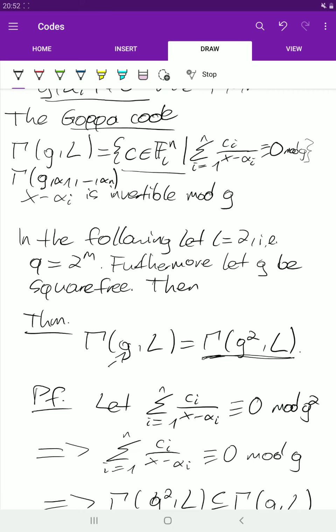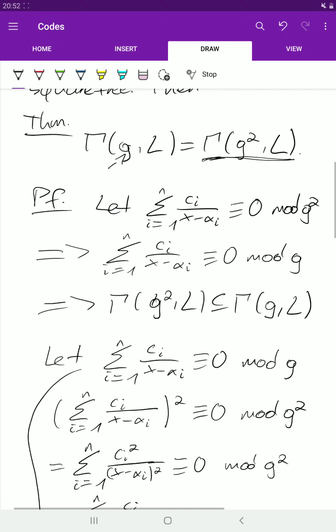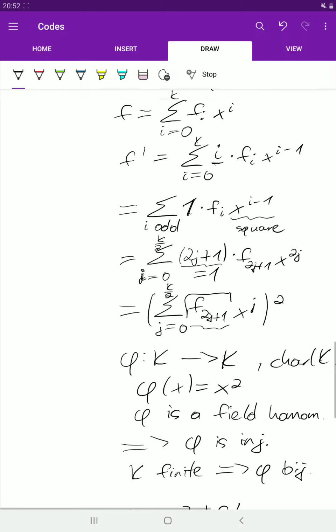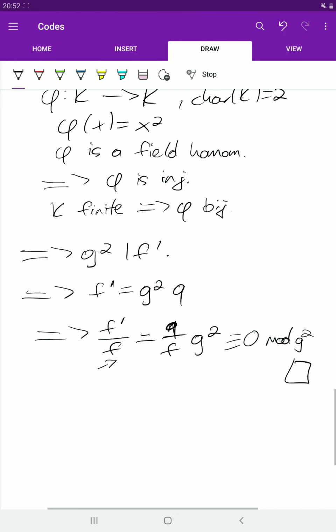And yeah, I think that's more or less what I wanted to say today. Maybe we'll see a little bit about decoding Goppa codes in another video, or maybe I'll make another video about the McEliece cryptosystem, but I haven't thought about it yet, so let's see if I'll make a video about that.